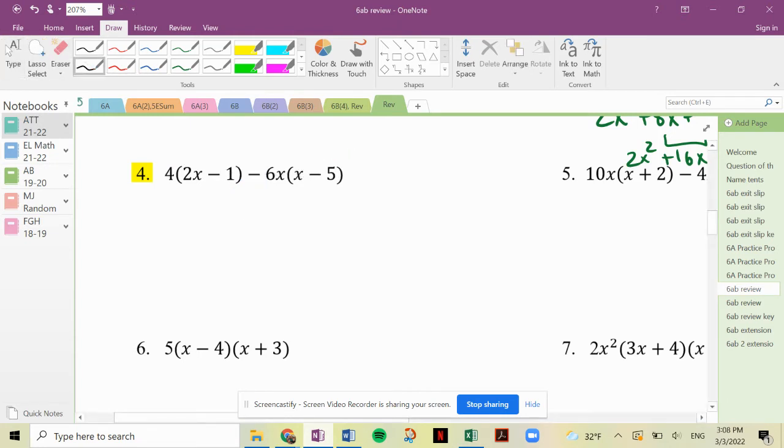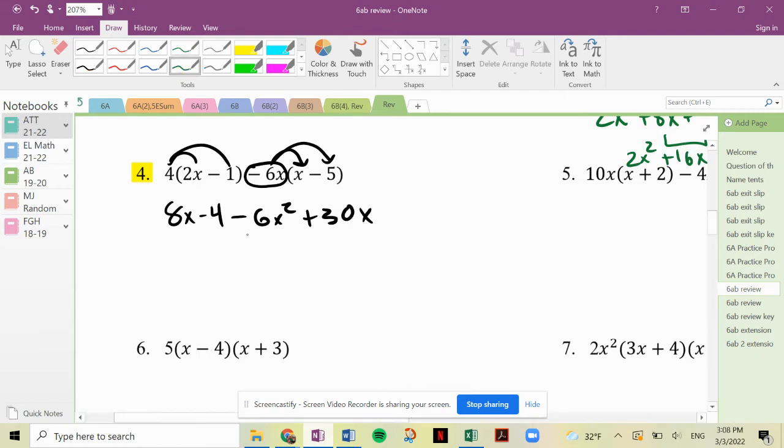So if we look at this one especially, we're going to distribute that 4. We get 8x minus 4. Now take that negative 6x, that entire guy there, and distribute that in. That gives us negative 6x squared positive 30x. Notice there's no more parentheses. There's no more multiplication. So at this point, we're combining like terms and rearranging.